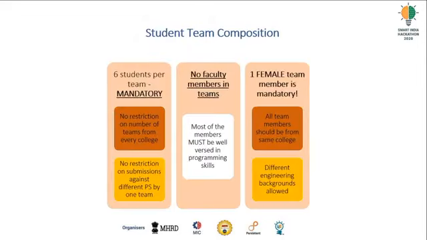So quickly running you through the student team composition for this year. Just like previous year, we have 6 students per team. That's mandatory. There is no restriction on number of teams per college. The more, the better. We want maximum students to participate. Again, there is no restriction on submissions against every problem statement. You are free to decide the problem statement that appeals to you. No faculty member is allowed per team. Most of the members must be well versed in programming skills.